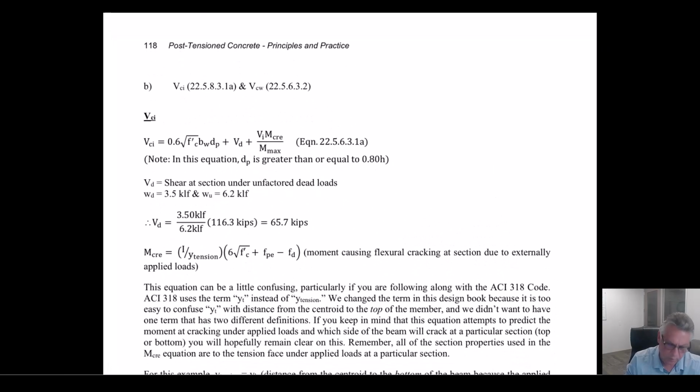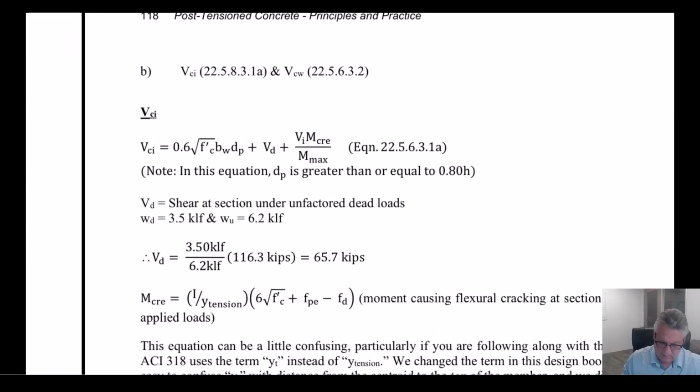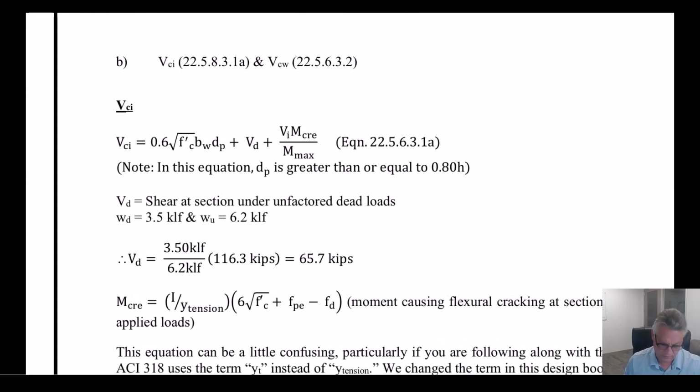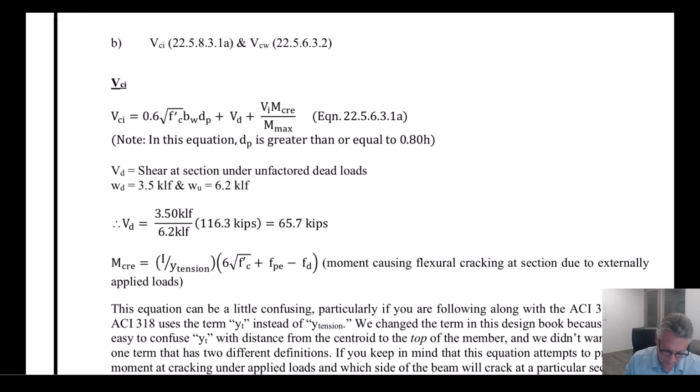So, okay, we've established VCN. We'll move over to VCI. Remember, we can use the smaller of these two. So this is the tough one. This is the one that's just not a lot of fun. Again, for some strange reason, the demand shear in dead load only actually affects the capacity of that section at the same point to resist load.